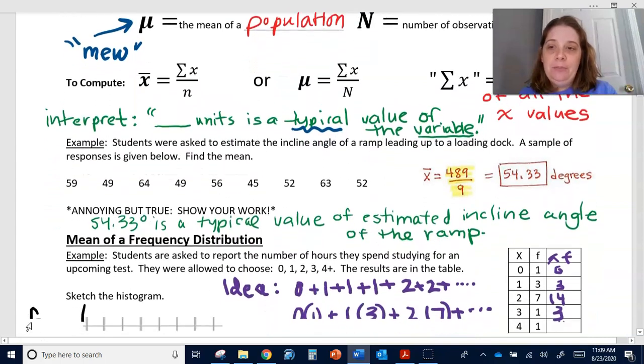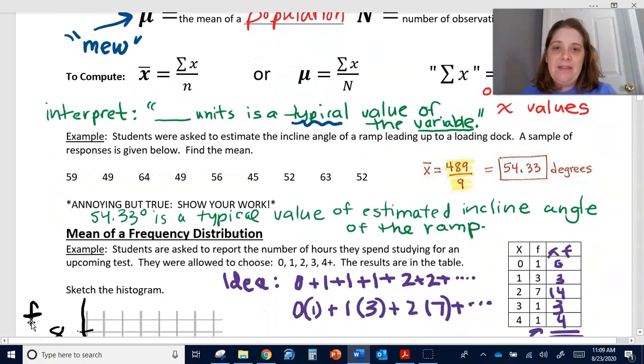All right, so for example, students were asked to estimate the incline angle of a ramp leading up to a loading dock. A sample of the responses are given below. Find the mean. So I've got 59, 49, 64, 49, etc. What we would do is take all of these numbers and add them up.